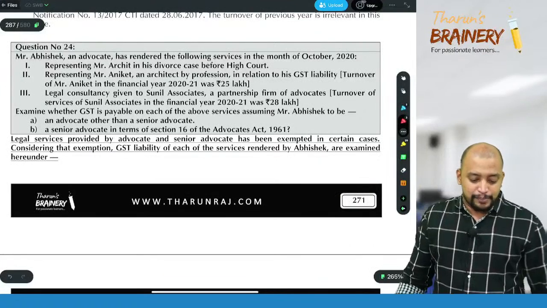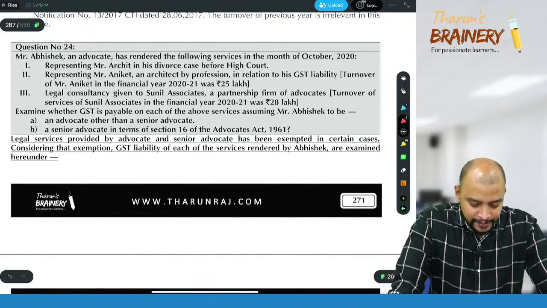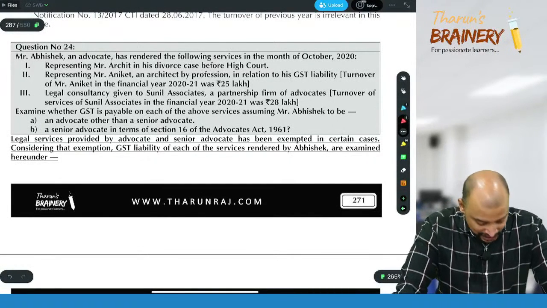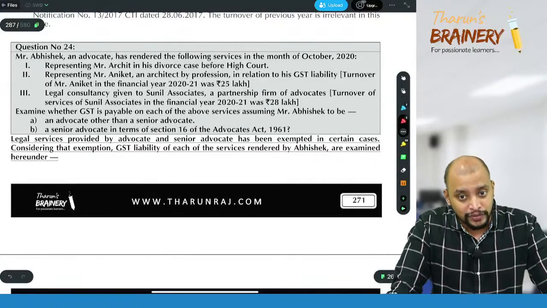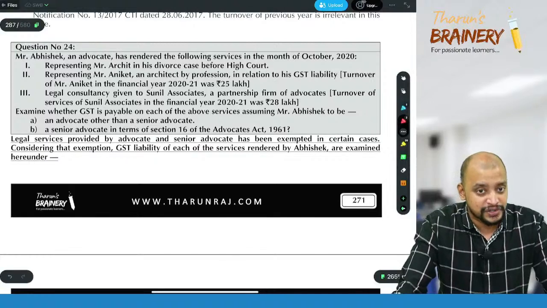Second, representing Mr. Aniket, an architect by profession, in relation to his GST liability, and turnover of Aniket in the financial year was 25 lakhs. Services provided to a business entity whose turnover during the previous year exceeds the threshold limit for registration.